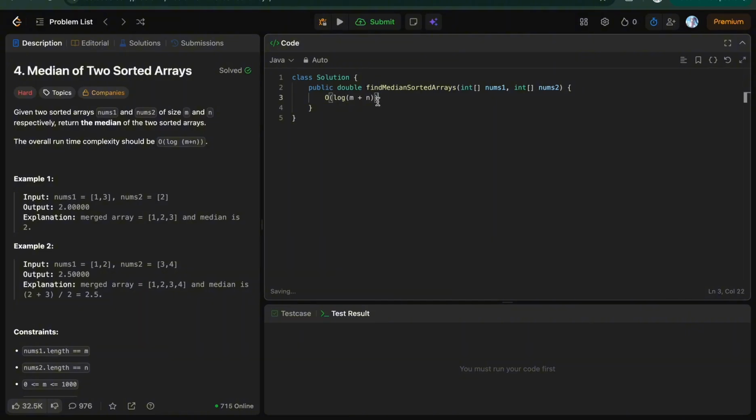So instead, what we should do is binary search, because with binary search, the idea is to split both arrays into a left half and a right half. And what we want is that the left side is less than or equal to the right side. This means that every number on the left side should be smaller than or equal to every number on the right side. Okay?